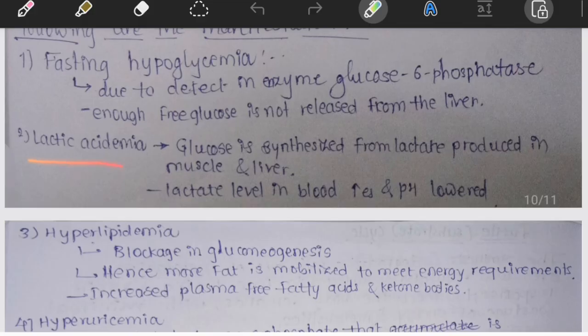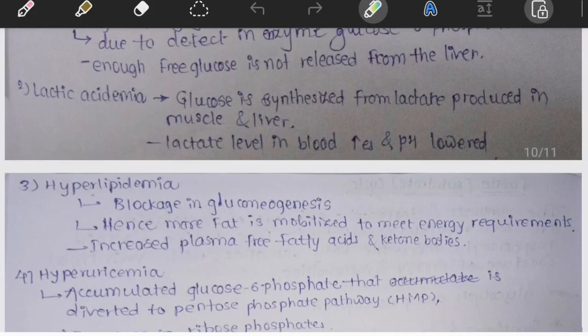Second one is lactic acidosis. Here's another interesting question. If glucose 6 phosphate cannot become glucose, where does it go? It accumulates, and glucose 6 phosphate enters glycolysis, and glycolysis produces pyruvate which is converted into lactate. So blood lactate level rises. This causes lactic acidosis.